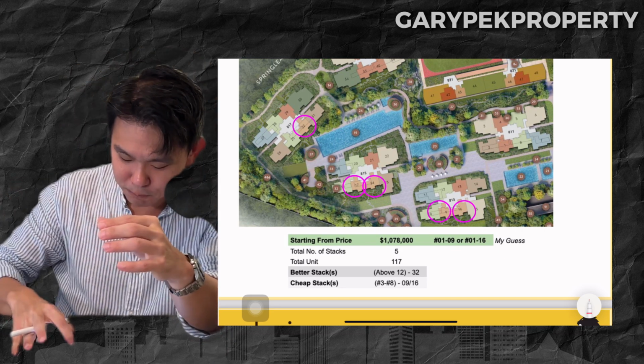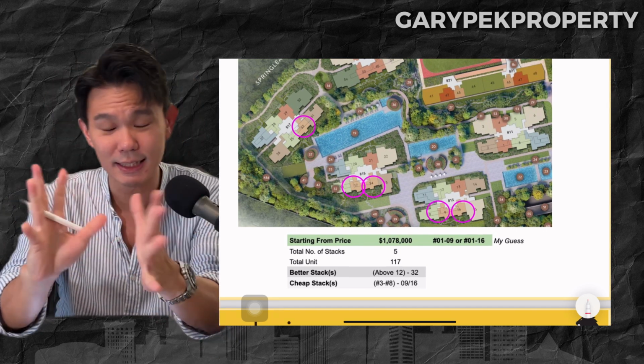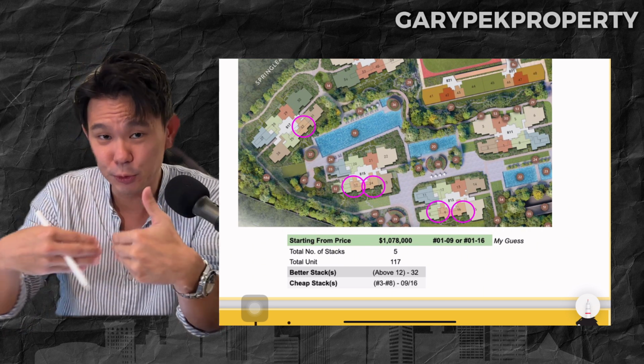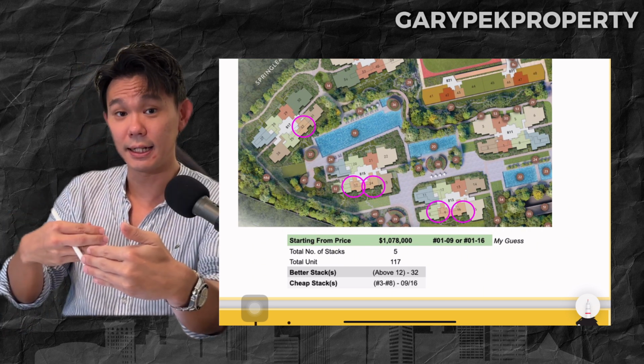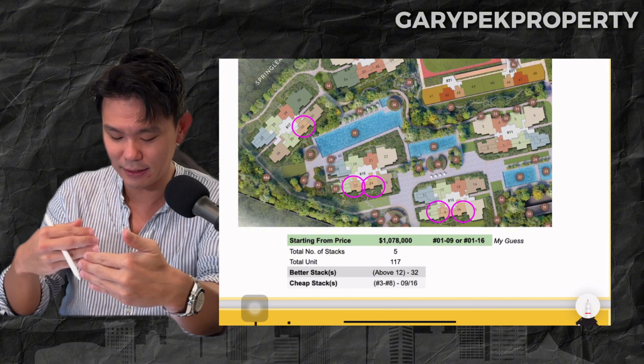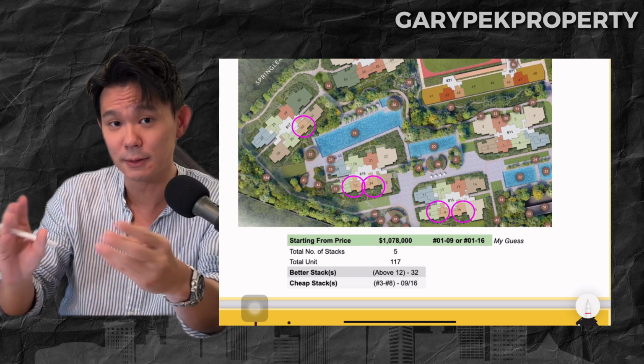If you ask me, the starting from price would probably land on stack 9 or stack 16, because they are technically the ones nearest to the boundary, which is after that SLE highway. So I think that is where the developer is likely to have the starting from prices. That is also where I feel the cheaper stacks will be.